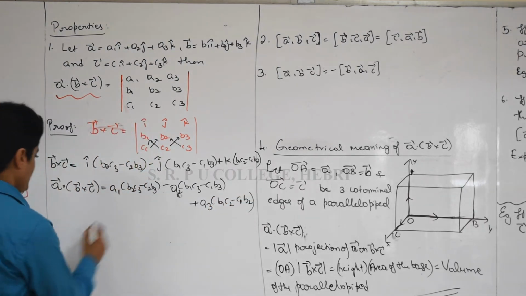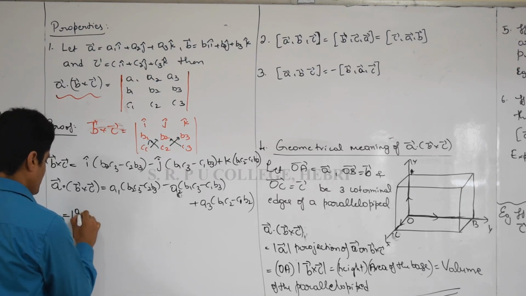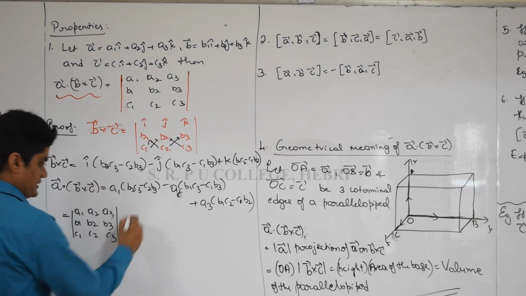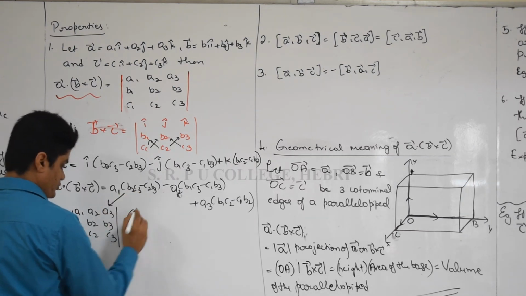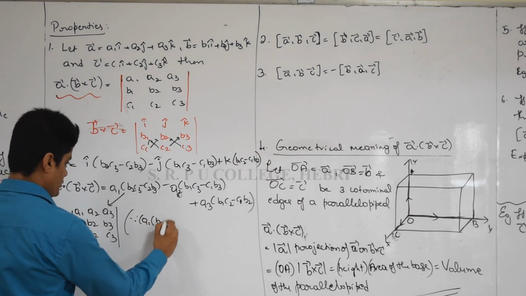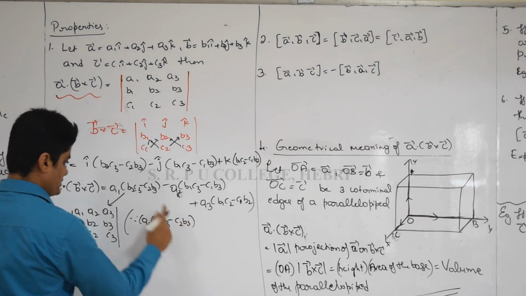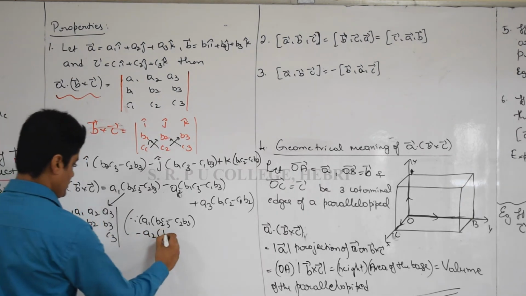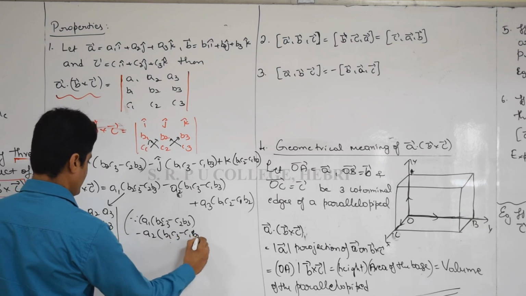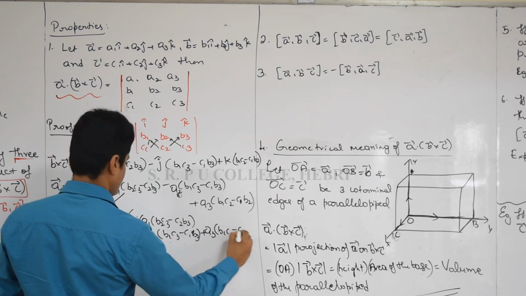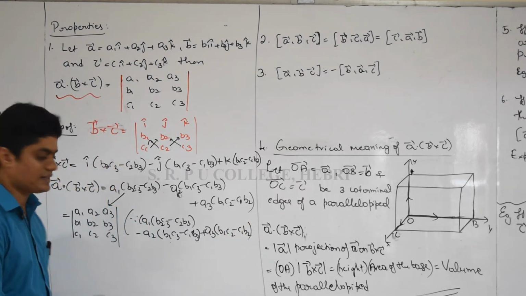And observe carefully, this is nothing but the expansion of the determinant A1, A2, A3, B1, B2, B3, C1, C2, C3. You can check this. I'll show you why this is the same. Expand this: A1 into B2 C3 minus C2 B3, notice the first term has come. Then minus A2 into B1 C3 minus C1 B3, plus A3 into B1 C2 minus C1 B2. Compare, exactly it will match.